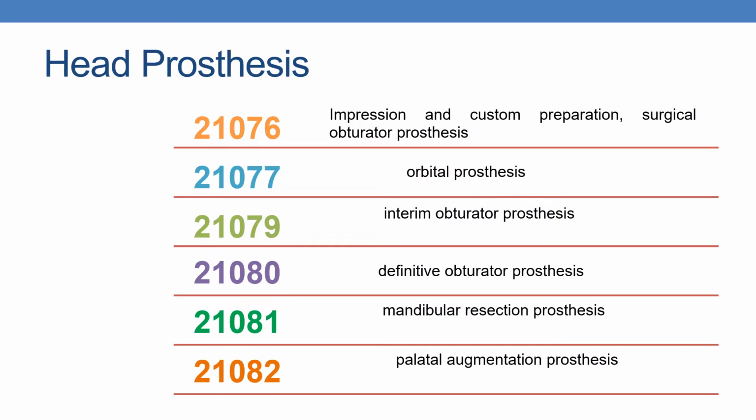Now coming to CPTs, the first one is 21076. It deals with impression and custom preparation of surgical obturator prosthesis. The next CPT 21077, it deals with orbital prosthesis. The next is 21079, it deals with interim obturator prosthesis. The next is 21080, it deals with definitive obturator prosthesis. The next is 21081, it deals with mandibular resection prosthesis. The next is 21082, it deals with palatal augmentation prosthesis.